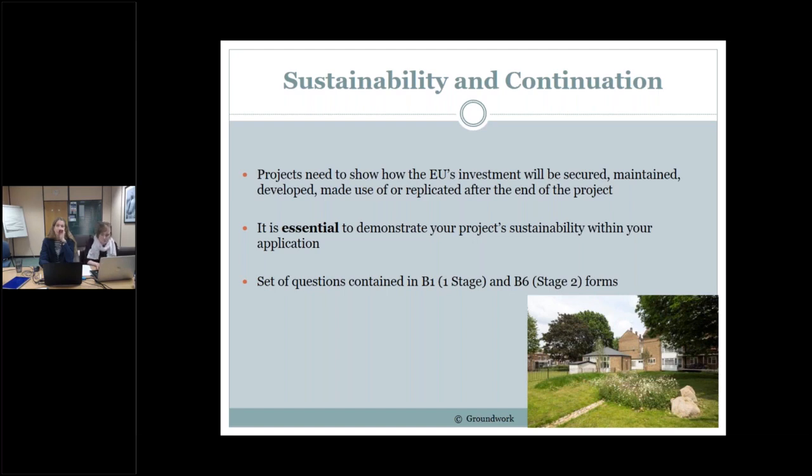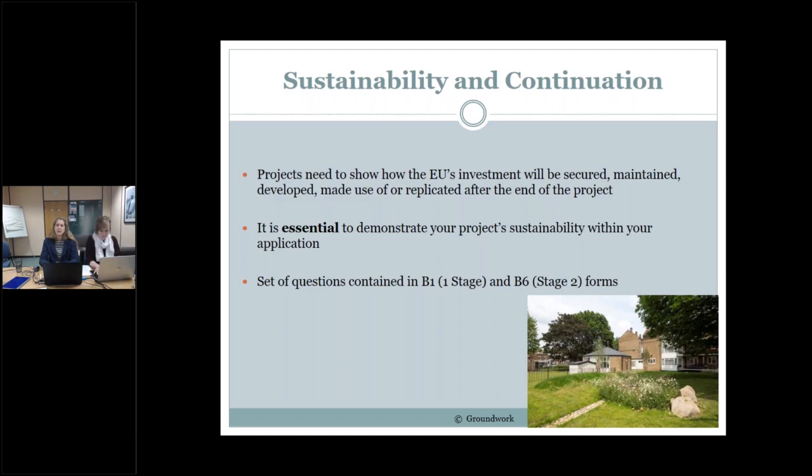Yeah. If it wasn't clear, just come back to us with a request for clarification. Okay. Right. Back to sustainability and continuation.